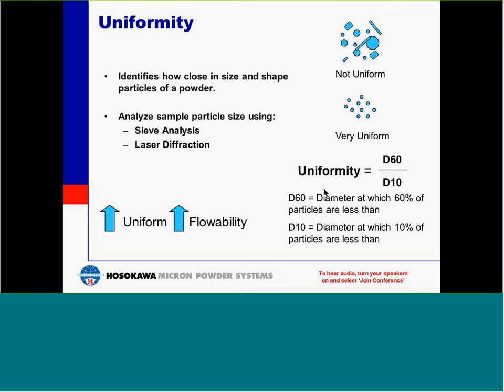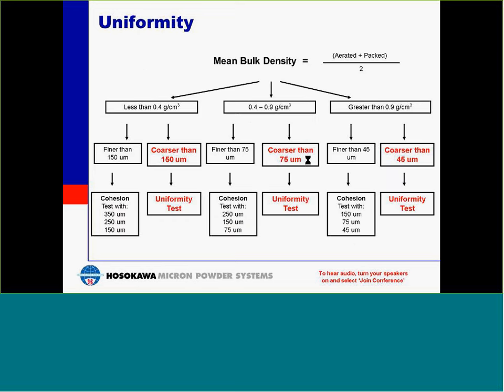So let's look at the uniformity here. The greater the uniformity, the better the flowability, because now the surface area is equal throughout. As we're using density as our quote-unquote trigger point to determine which test is going to be used, if it is 50 micron, but less than 0.4 grams per cc, then we do the uniformity test, because you've got D10 and D60, and that information goes into the equation, and you're identifying now the overall Carr index.